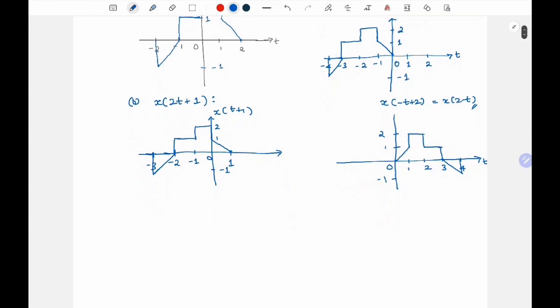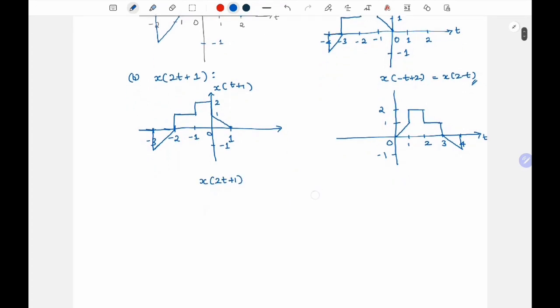Then we have to do the time scaling in the next step, so x of 2t plus 1. Here 2 is greater than 1, so what will happen? It will shrink in time, which is time compression. The amplitudes will remain the same, and 1 will actually go to half, and minus 1 will go to minus 0.5. Then we have minus 1, and then minus 1.5, correct?